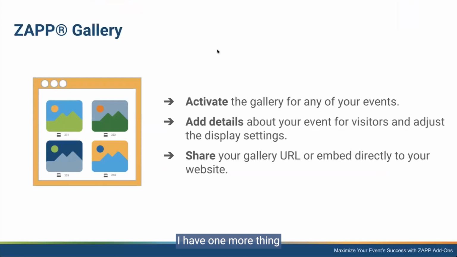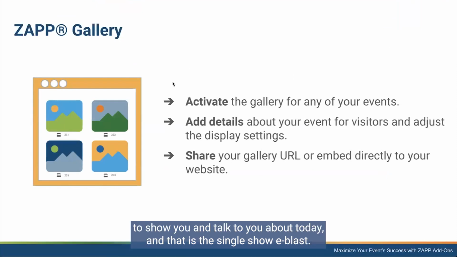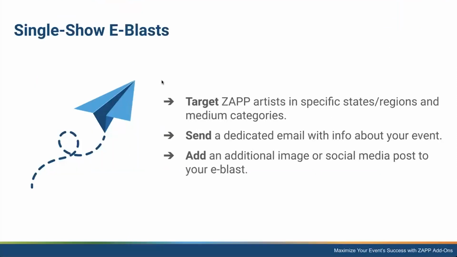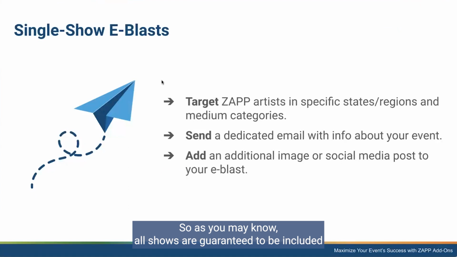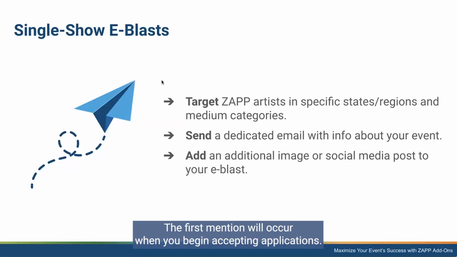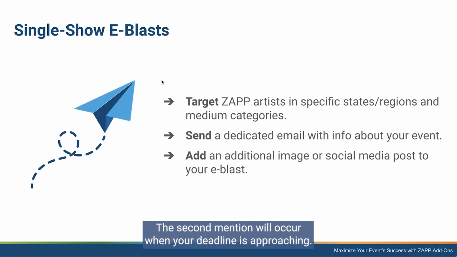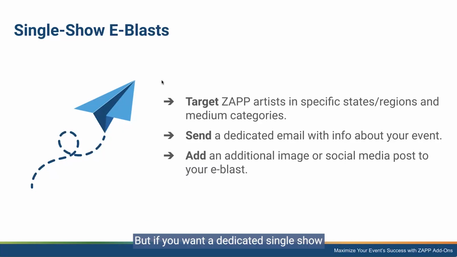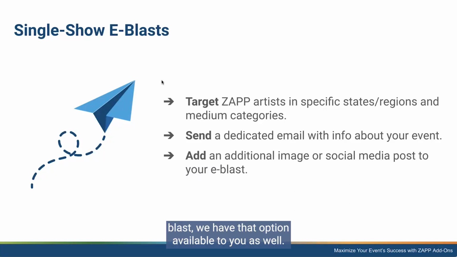I have one more thing to show you and talk to you about today, and that is the single show eBlasts. As you may know, all shows are guaranteed to be included in the weekly Wednesday eBlast 2 times during their application cycle. The first mention will occur when you begin accepting applications. The second mention will occur when your deadline is approaching. But if you want a dedicated single show eBlast, we have that option available to you as well.